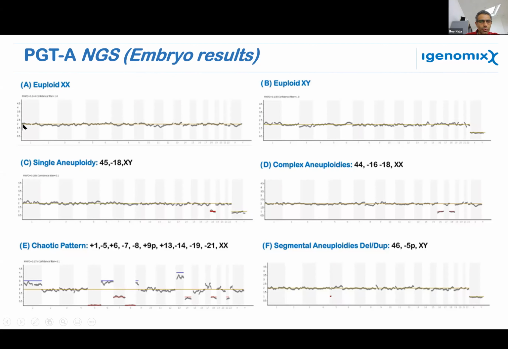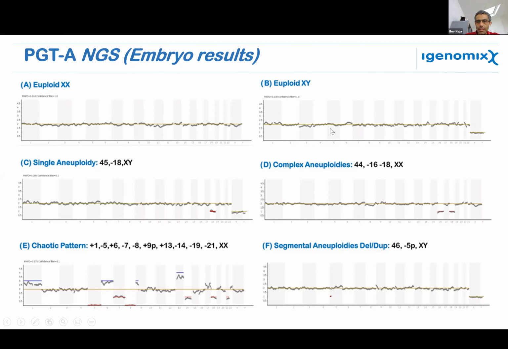So copy number 2 is what you need, right? We only have 2 copies of each chromosome. So if this trace is at the line coinciding with copy number 2, then you have no gains or losses. And this embryo has two copies of the X chromosome, no copies of the Y chromosome. So this is a euploid female embryo.